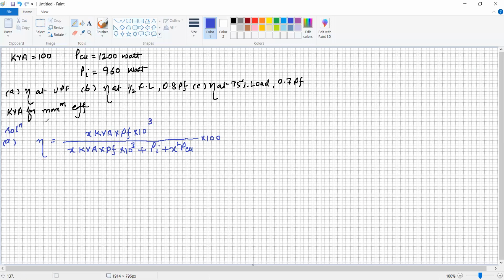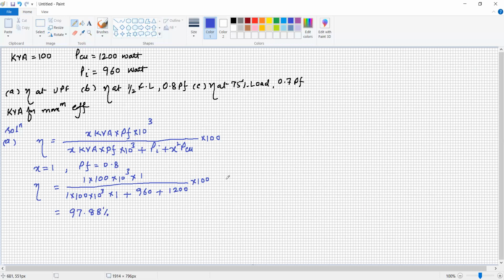For part A, we have to find the efficiency at full load. So at full load, X is equal to 1 and the power factor is 1. Put in the values: 1 multiplied by 100 kVA into 10⁻³ multiplied by 1, divided by 1 into 100 into 10⁻³ multiplied by 1 plus iron losses 960 plus copper losses 1200, multiplied by 100, and the efficiency is 97.88%.